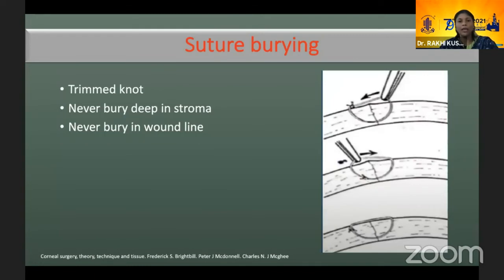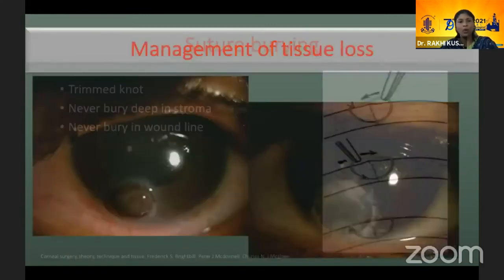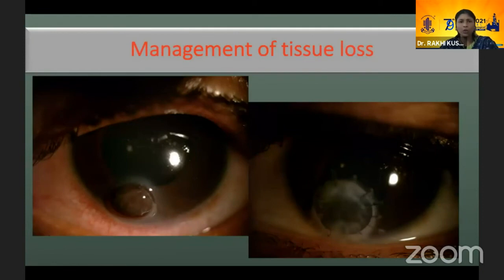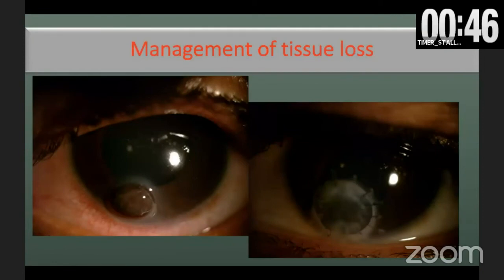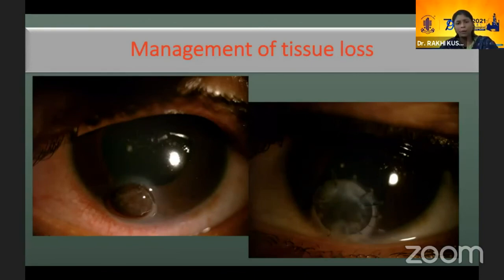Another very important thing while managing corneal trauma is suture burying. At the time of suture burying, we should keep in mind that the knots should not be trimmed very short, and they should not be buried deep into the stroma, because you have to remove them after 2 months or after 6 months, and if buried very deep in the stroma it may cause so much reaction. And it should not be buried in the wound line, because if you want to remove the suture at the end, it may cause wound opening. Lastly, if you have tissue loss, then it may need some penetrating or lamellar grafts to close that wound.